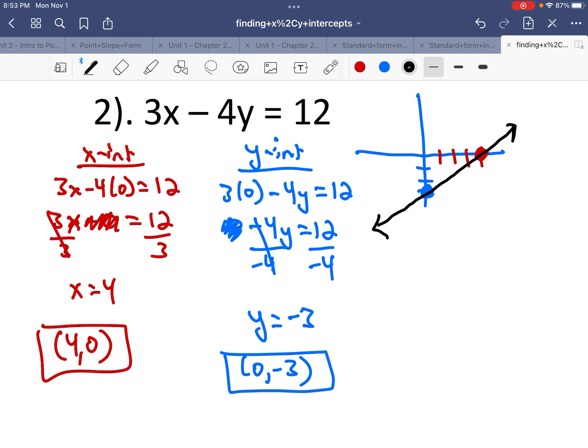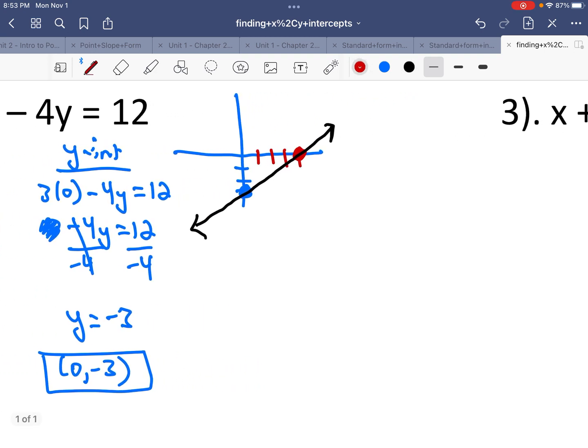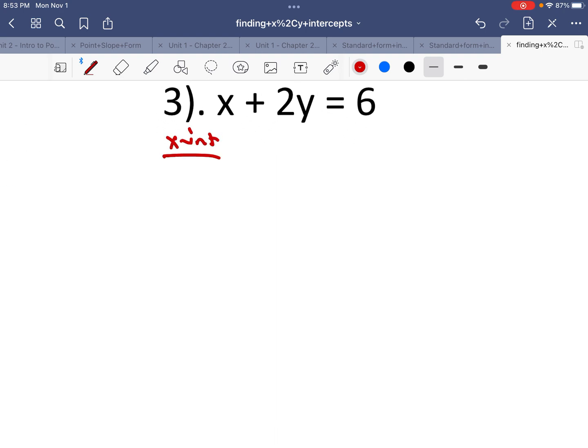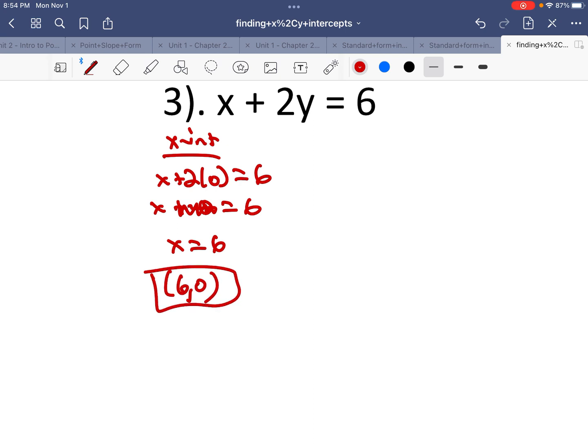Okay, all right, let's move on to number 3. Let's start with the x-intercept, do it in red. So for my x-intercept, we let y be 0, so we get x plus 2 times y, which is 0, equals 6. x plus 0 equals 6. I don't need the plus 0 anymore. So guess what? I don't even have to divide by anything. x is 6. So I write that as the coordinate (6, 0).